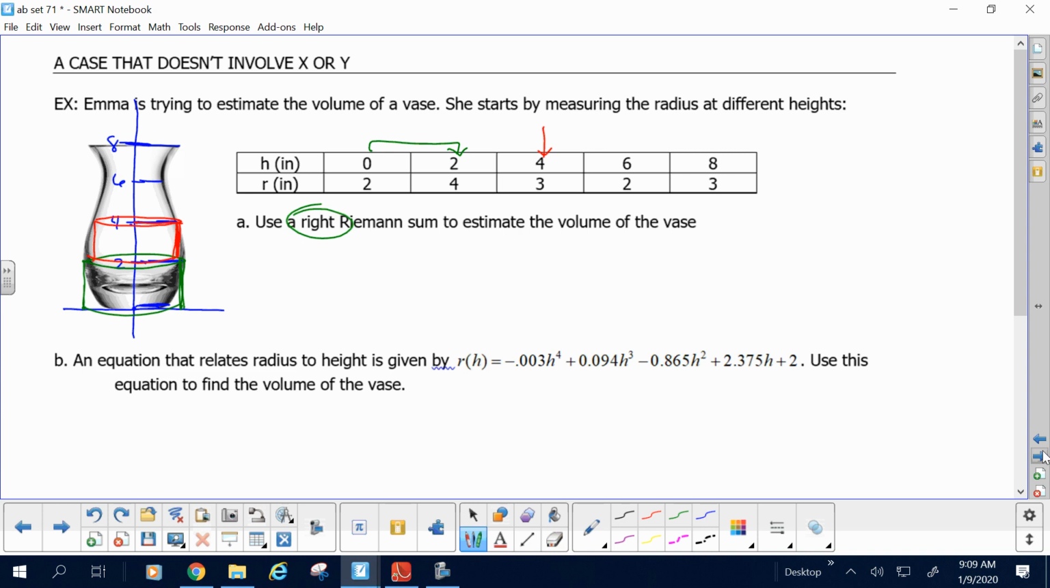What about the next one? We should draw the radius at, or the cylinder at 6. And so the cylinder at 6. And then last, the cylinder at 8. Yeah?